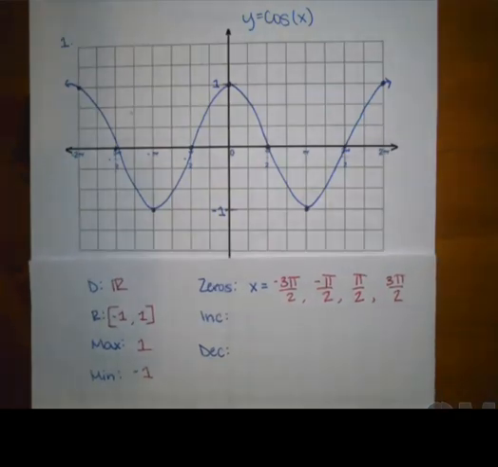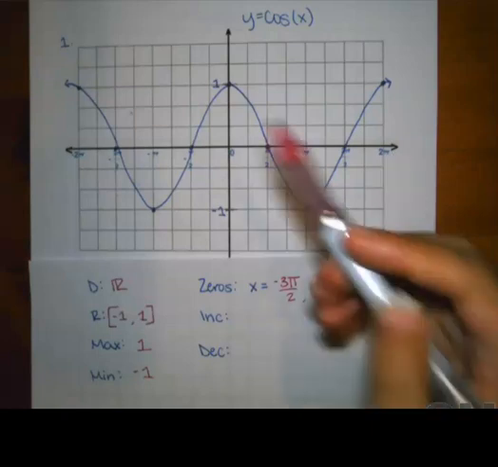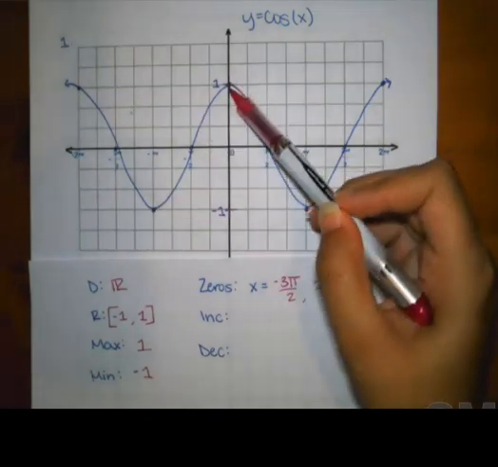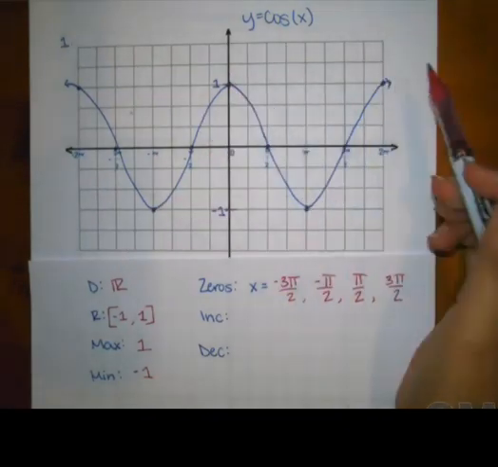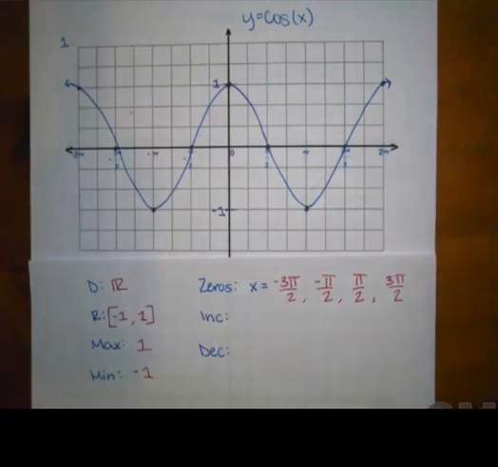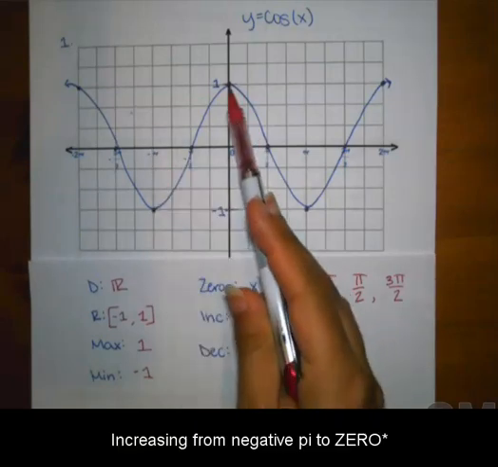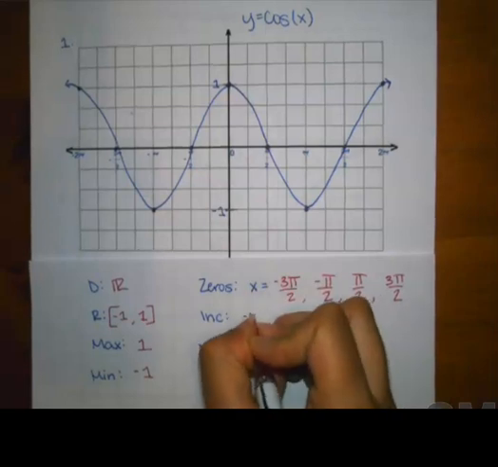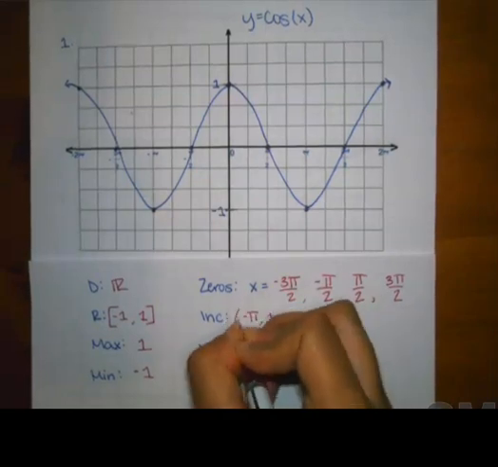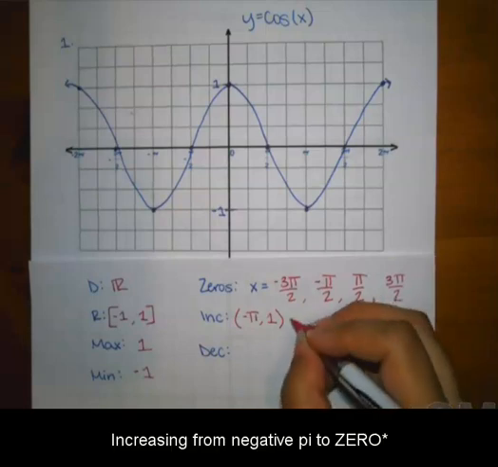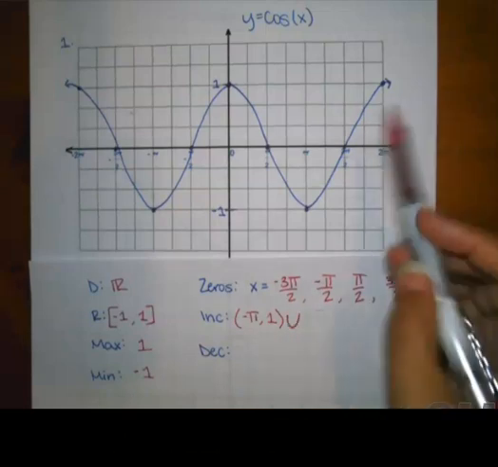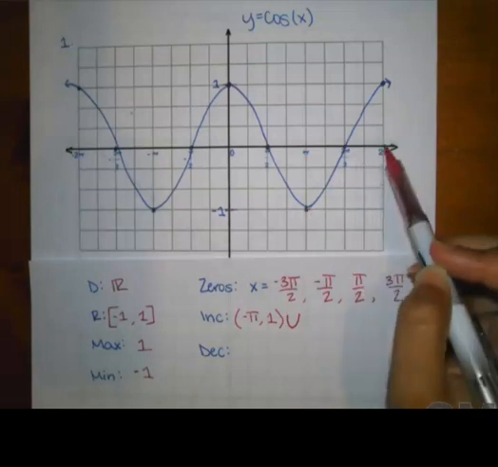Alright, now we're going to talk about the intervals when it's increasing and the intervals when it's decreasing. This graph is increasing when it has a positive slope. From here to here it's increasing, from here to here it's increasing. So this graph is increasing from -pi to 0. It is also increasing from pi to 2 pi.